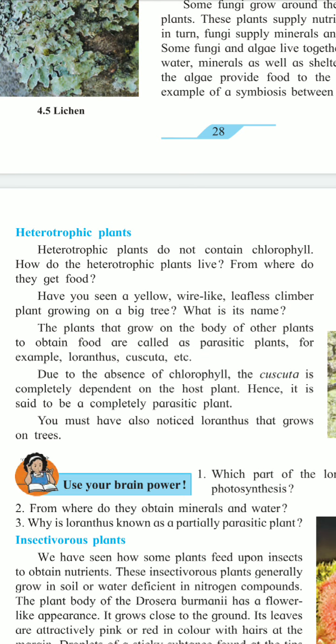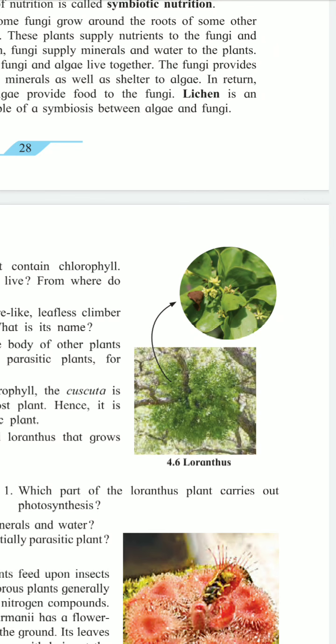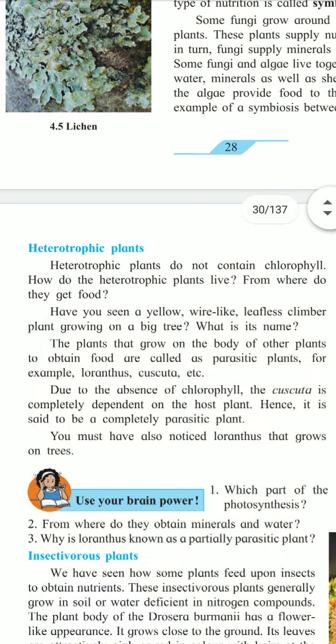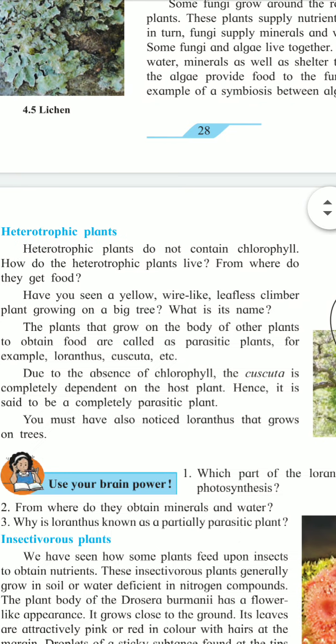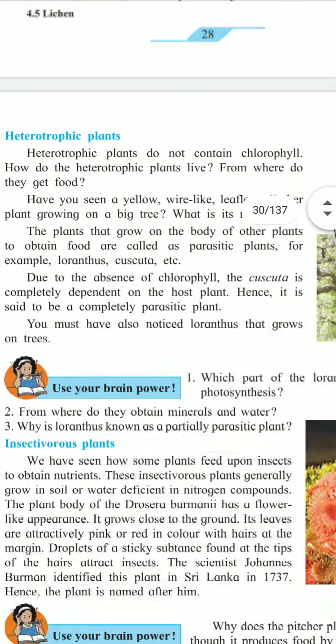You must also have noticed Loranthus that grows on trees. You must have seen the wire-like structure called Loranthus on trees. See the diagram, students: Loranthus on the plants, shown here in brownish color. You may have seen the wire-like structure around in our area also, the best example of these heterotrophic plants or parasitic plants. So these heterotrophic plants, parasitic plants, depend on other plants for their growth.